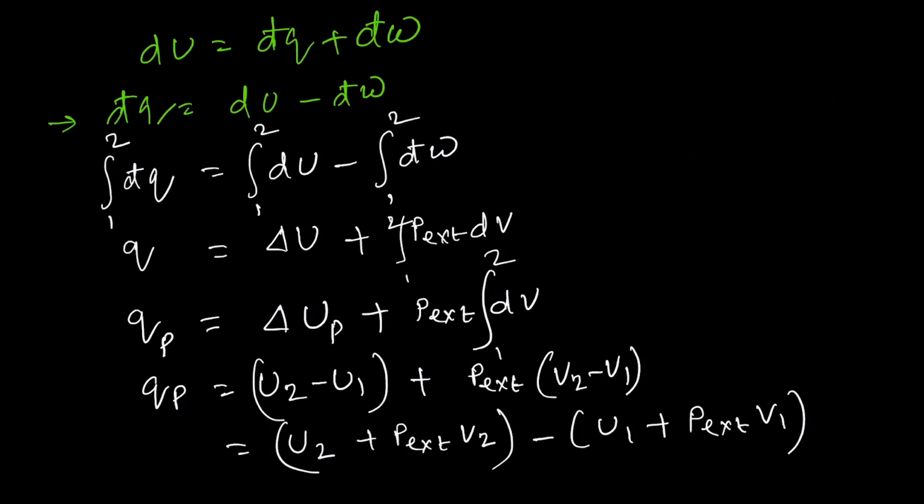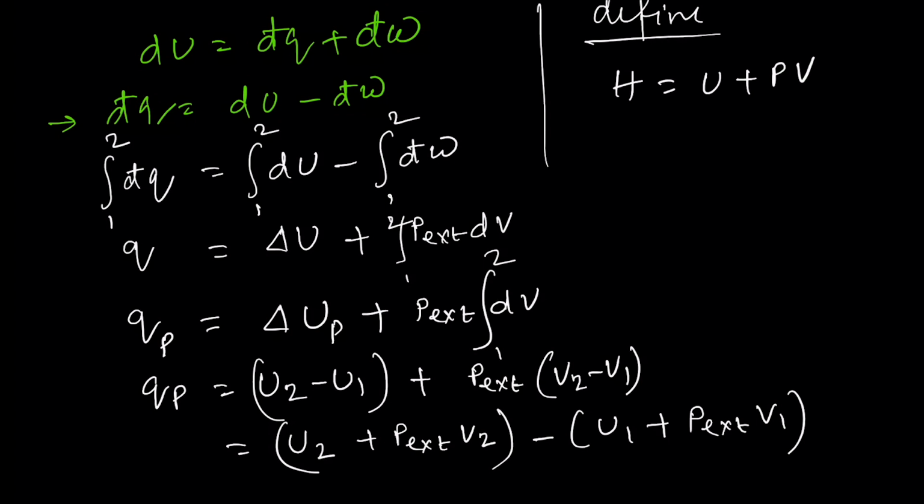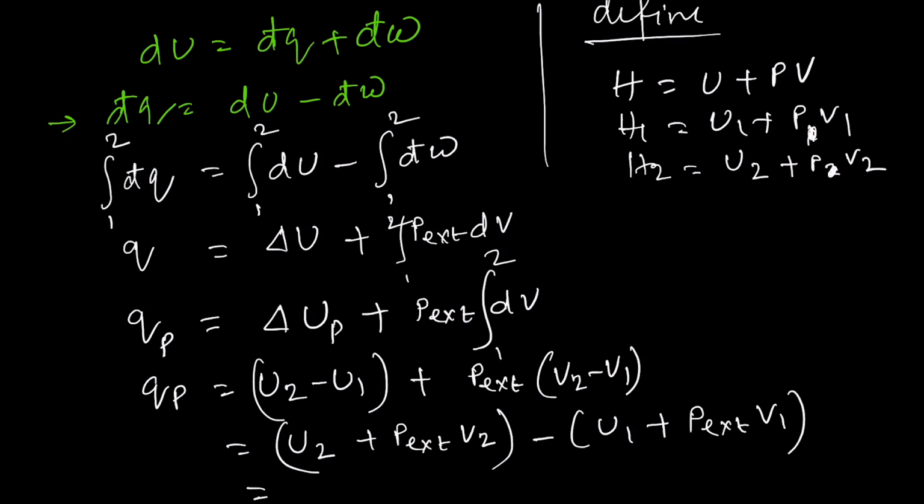Now I define a new quantity H to be U plus PV, such that my H1 is U1 plus PV1 and H2 is U2 plus P2V2. Now, P remaining constant, I can write it as P. Okay. Once I do that, I can write QP as H2 minus H1.